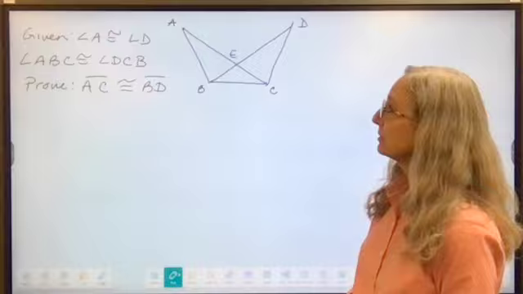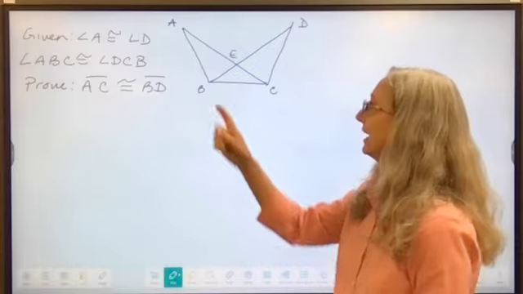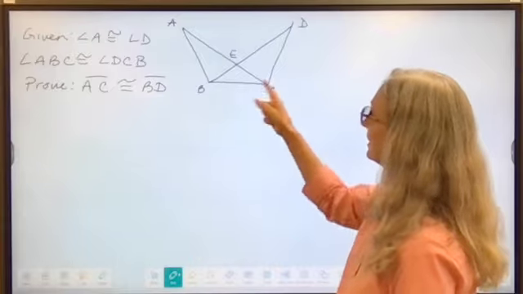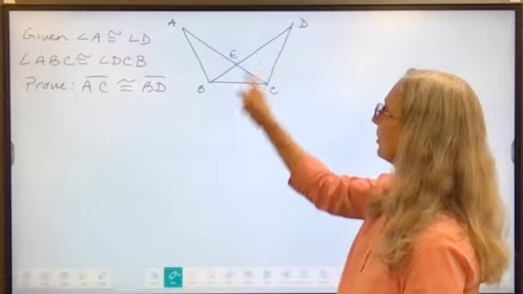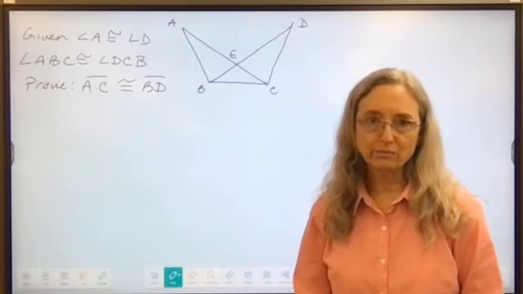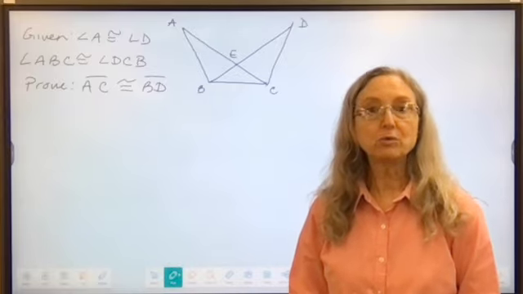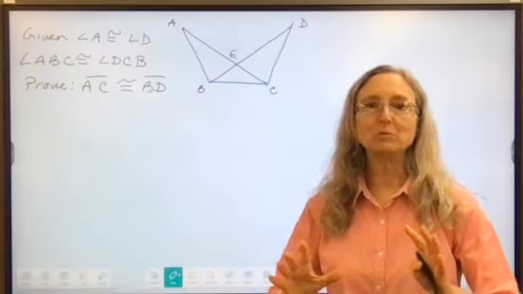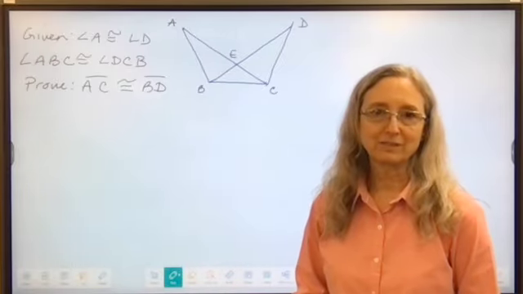We are given some information. We're given angle A is congruent to angle D, and angle ABC is congruent to angle DCB, and we need to prove AC is congruent to BD, and it gets sometimes pretty confusing because everything is overlapping so much. If you can see it clearly, and some of you will totally be able to do this, then you can walk through the steps and leave it like it is.